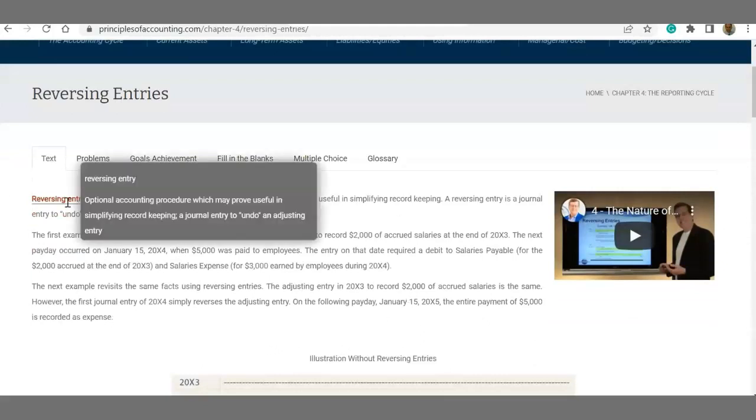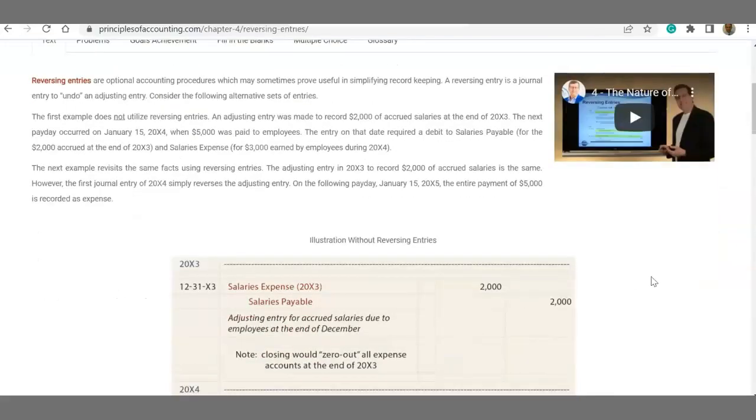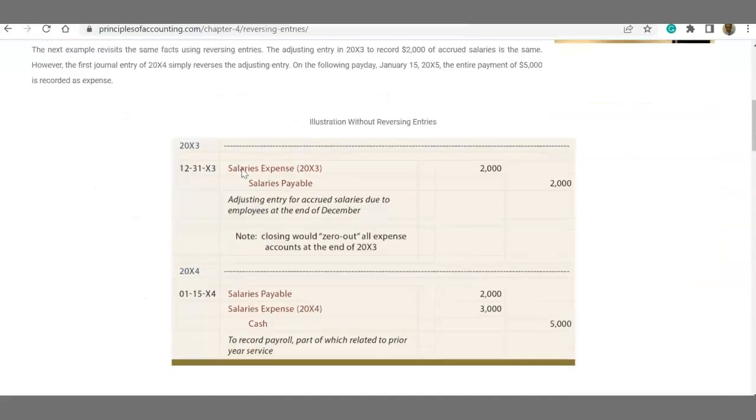Reversing entries, it's optional for you to learn. You're not going to get tested on this, but it's an optional accounting procedure which may prove useful in simplifying record keeping: a journal entry to undo an adjusting entry. One of them is, let's say, salaries. Let's say in the previous year, you record salaries payable of $2,000 in order to recognize the proper amount of salaries expense in year 2013, which is good.